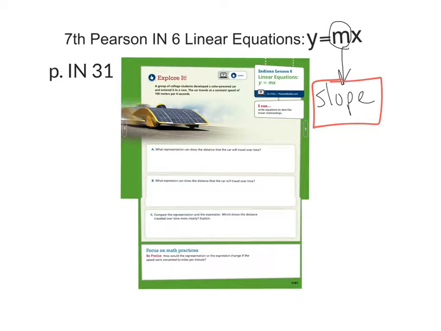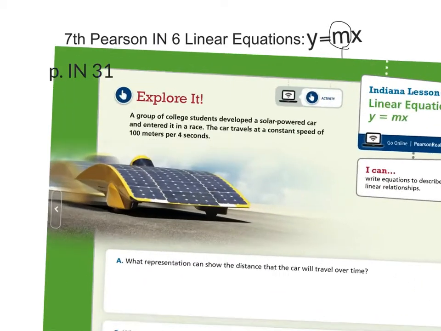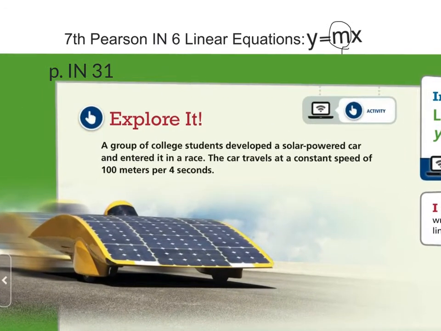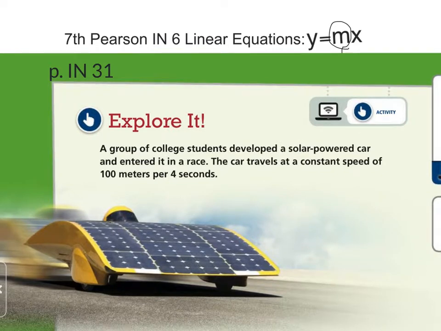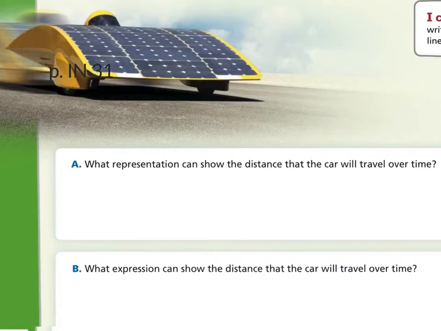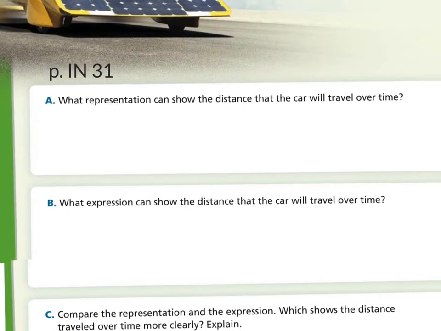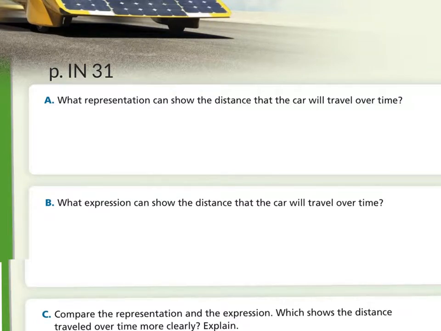So if you look at this on IN31, a group of college students developed a solar-powered car and entered it in a race. The car travels at a constant speed of 100 meters per 4 seconds. Part A asks what representation can show the distance a car will travel over time. So representation, basically, what's a way we can represent it so that we're going to be able to see how far the car is traveling over time.